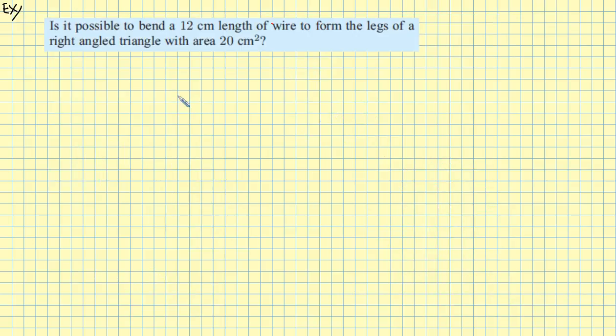All right, let's take a look at another example. It says, is it possible to bend a 12 centimeter length of wire to form the legs of a right-angled triangle that has an area of 20 centimeters squared? All right, so if I quickly draw out my triangle, there's my right-angled triangle, I can say let one side equal x. So I say let x equal one leg, and therefore I can then say that 12 minus x has to equal the other leg.